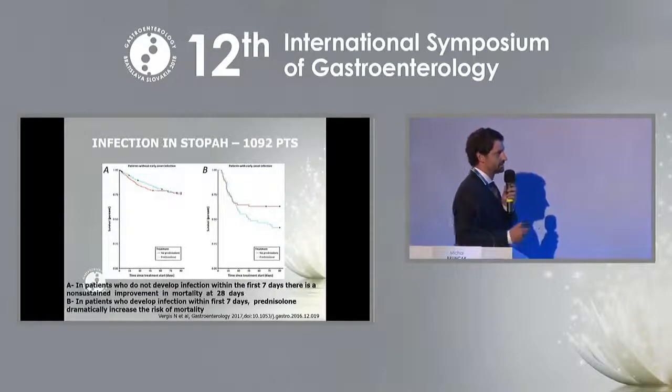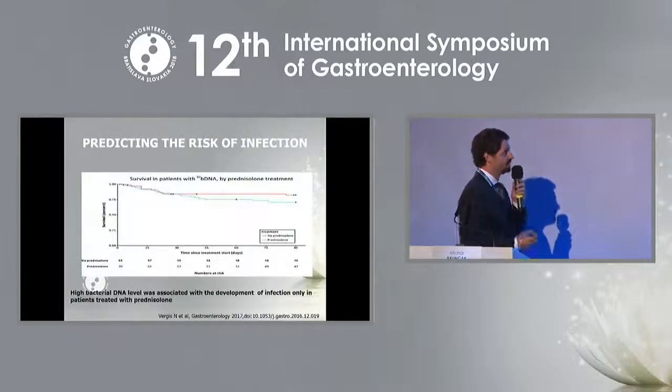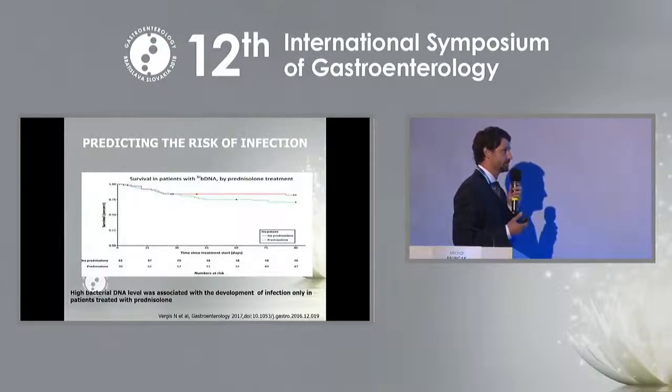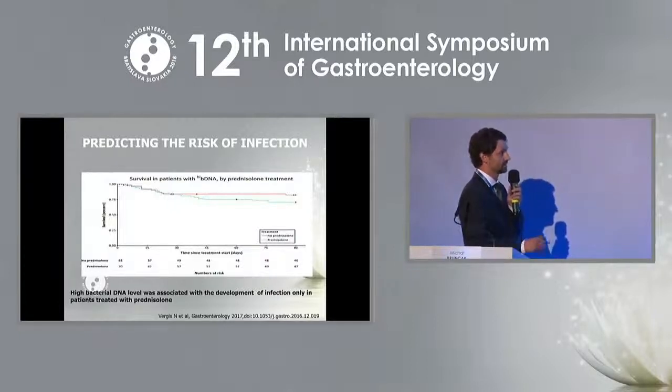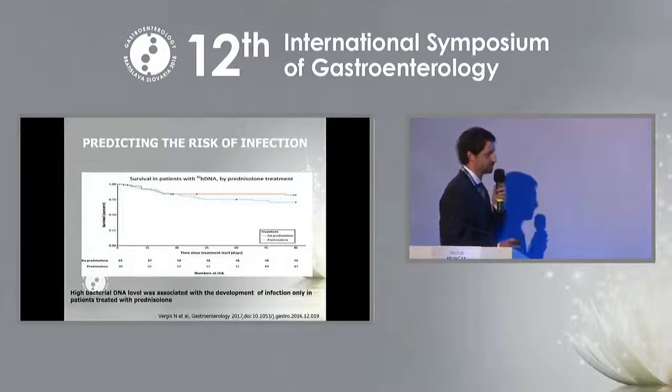So is there a tool we can use to predict the risk of infection if we give patients steroids? There might be: a high bacterial DNA level in patients who were taking steroids was associated with development of infection. So probably in the future, if this tool becomes available, we might test the patients, see what the level of bacterial DNA is, and then decide, are they at risk for steroids or should we use steroids with antibiotics? We'll see what it brings.